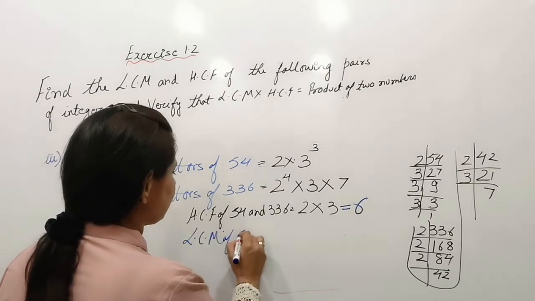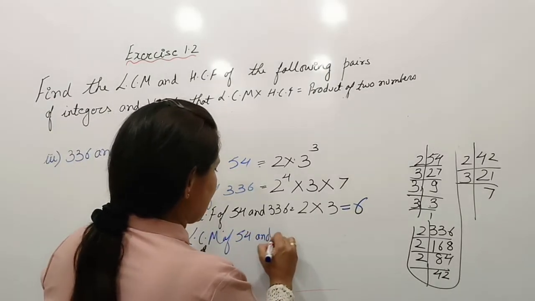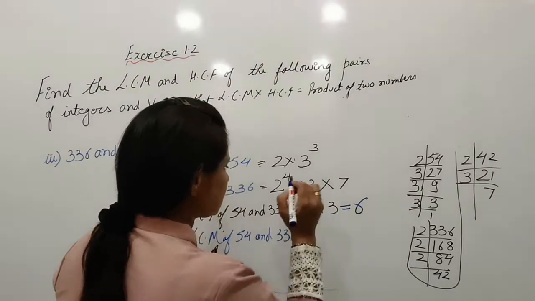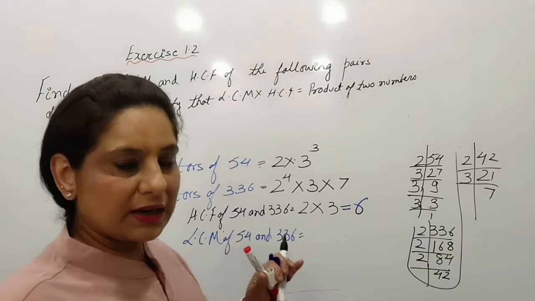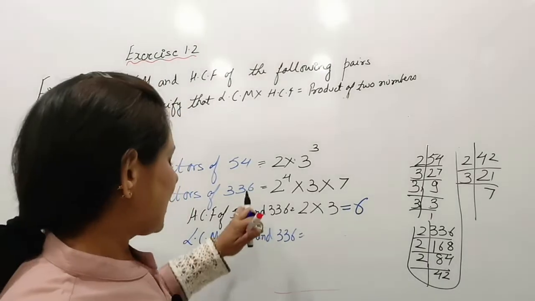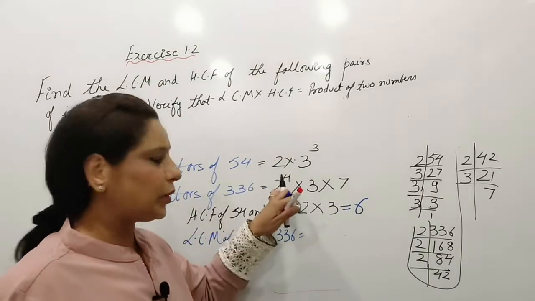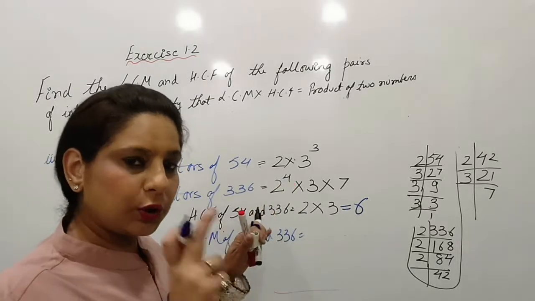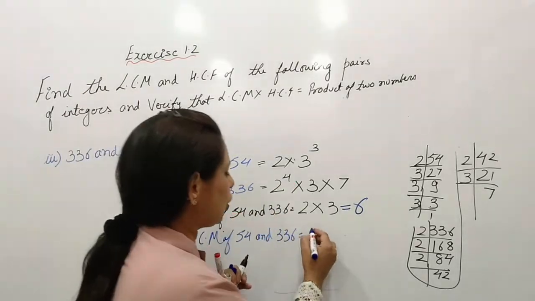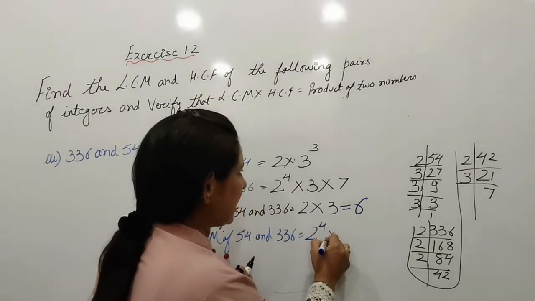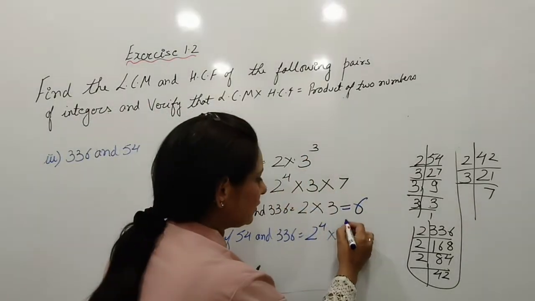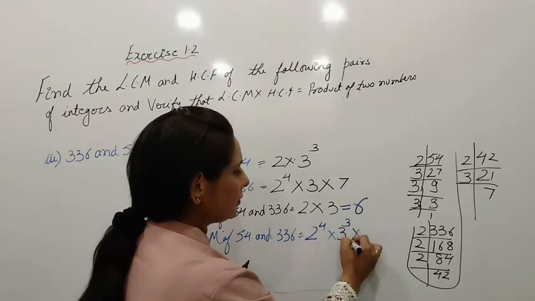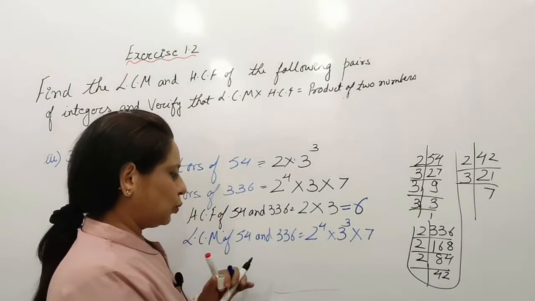LCM of 54 and 336 is equal to 2. Now this was what we did for the highest common factor. Now the least common multiple. 2 or 2 raised to 4, so 2 into 2 into 2 into 2. All will be covered in LCM. 3 cube and 3. So this is 3 raised to 3 and this 7 also. So what will be the LCM?